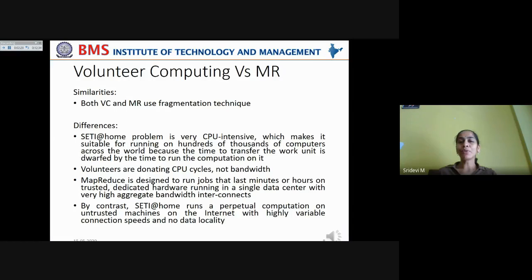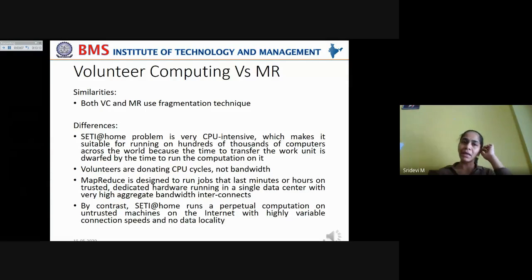But in projects like SETI at home, which use volunteer computing, it runs a perpetual computation on untrusted machines. A volunteer registers to the project and the work units are sent to them. They are untrusted. Those volunteers are not checked actually. They are sending the work units to be run on untrusted machines on the internet with highly variable connection speeds and no data locality. Data is being transferred to a further off location. The data locality concept is not being followed by volunteer computing.